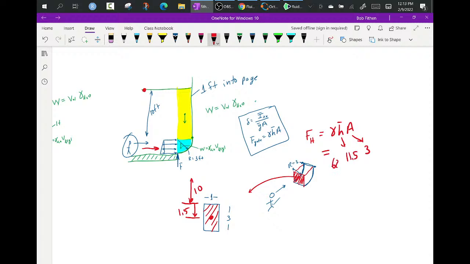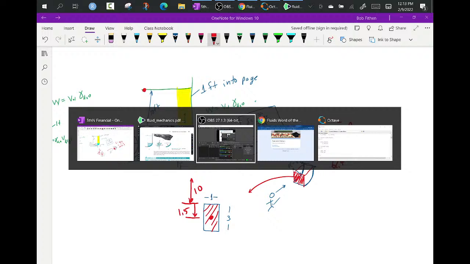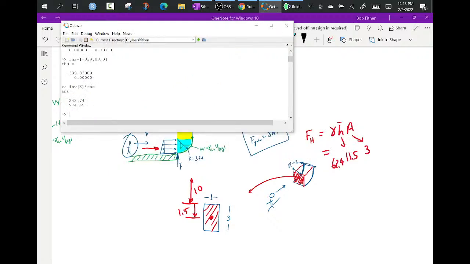And of course it's 62.4. So if you multiply that out, 62.4 times 11.5 times 3 foot, 2152.